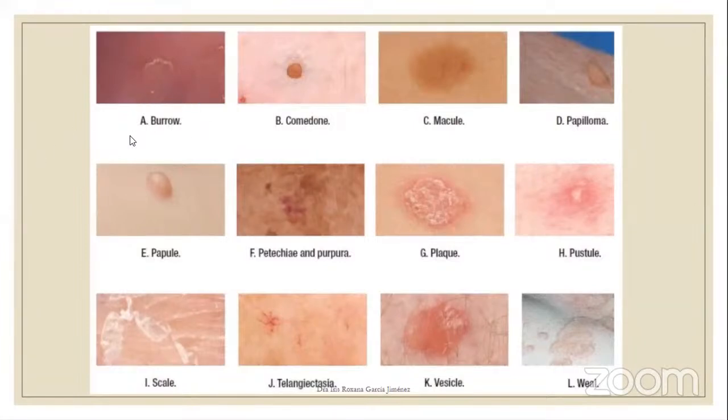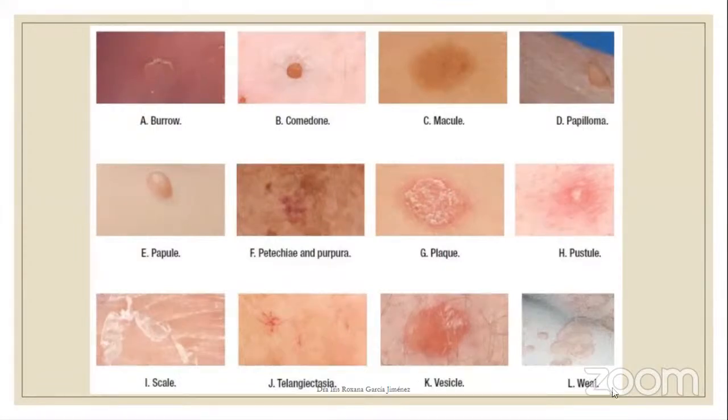We got a bulla, comedo, macule, papilloma, papule, petechia, purpura, plaque, pustule, scale, telangiectasia, vesicle, wheal.